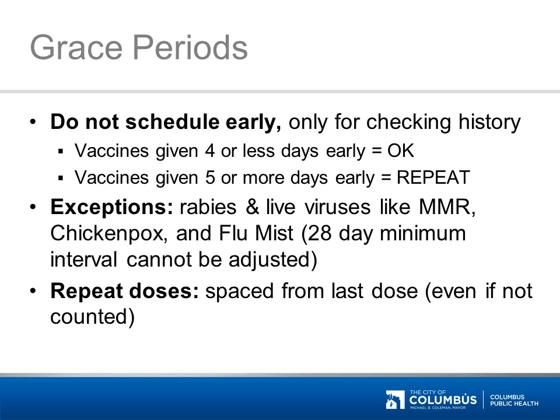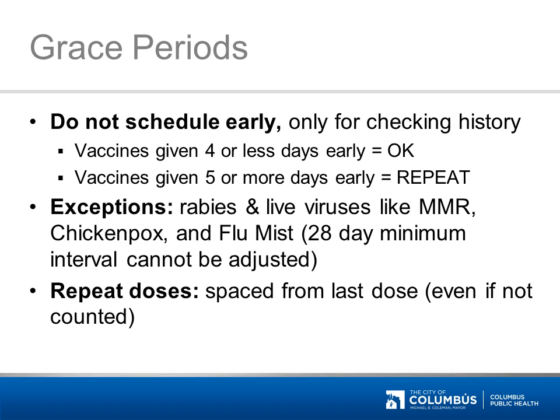The ACIP also has designated grace periods for the minimums on vaccines. However, grace periods are only for checking previous doses to see if they count. The grace period is 4 days. Vaccines given 4 days early or less can be counted. Vaccines given 5 days early or more don't count. Some vaccines can't use the grace periods. The exceptions are rabies vaccine and any live vaccine.